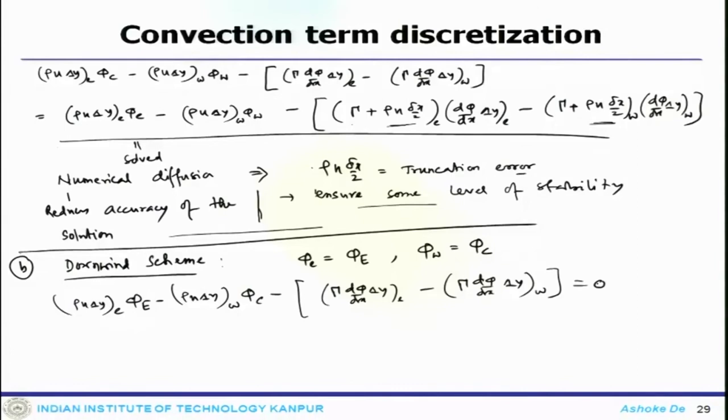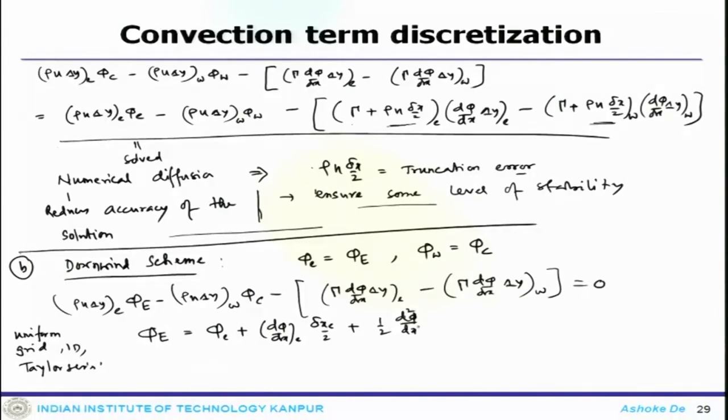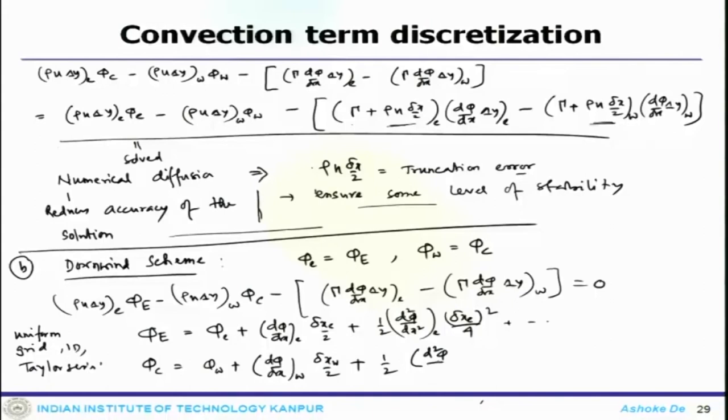And once we have that discretized equation, again assuming a uniform 1D grid, we use the Taylor series. Phi e equals phi e plus d phi by d x at e del x e by 2 plus half d 2 phi by d x 2 at e del x e by 2 whole square, like that. And phi c is phi w plus d phi by d x w del x w by 2 plus half d 2 phi by d x 2 w del x w by 2 whole square.